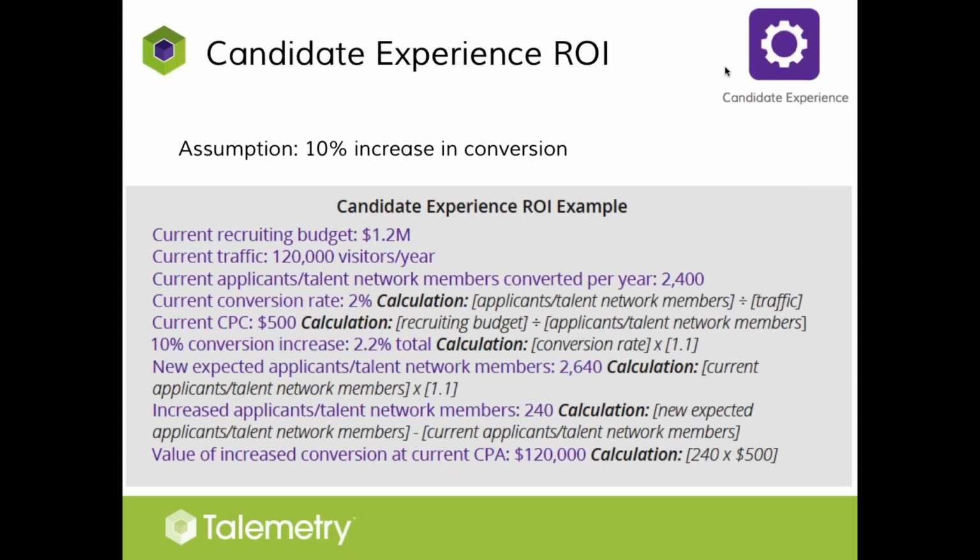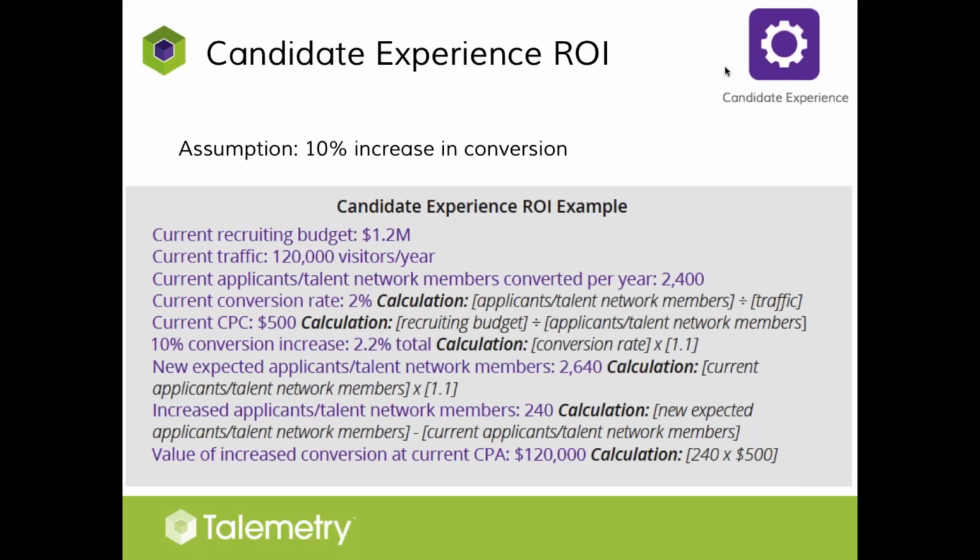But as we look at this, let's say your current recruiting budget is 1.2 million, and that recruiting budget today gives you 120,000 visitors per year, right? So at your current conversion rate of 2%, you're going to get about 2,400 applicants on an annual basis, right? We do that by taking the number of applicants you get, dividing that by the number of visitors you get per year, and that gives us the 2% conversion rate.